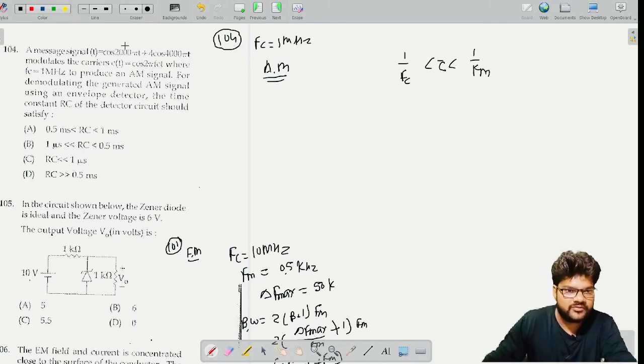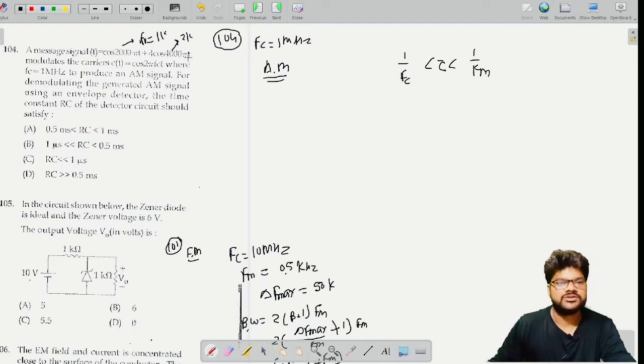So fm we have two frequency components. This is 2000 pi t, so if you divide by 2 pi, f1 will be 1k. Similarly, 4000 divided by 2 pi gives 2k, and 2000 divided by 2 pi is 1000, means 1k. So we got two components: fm has two components, one is 1k and one is 2k, and fc is 1 megahertz.